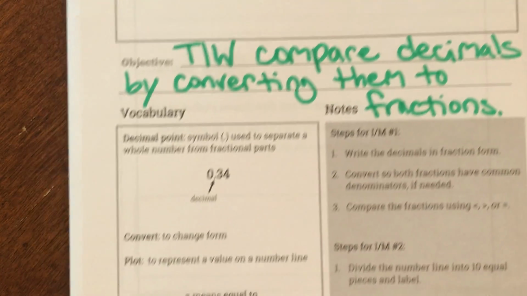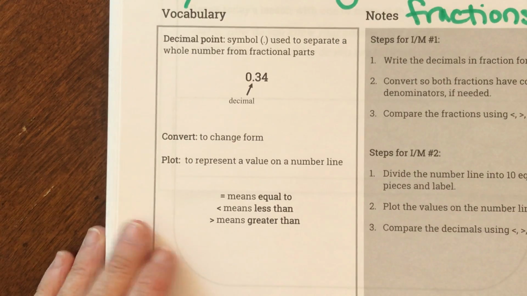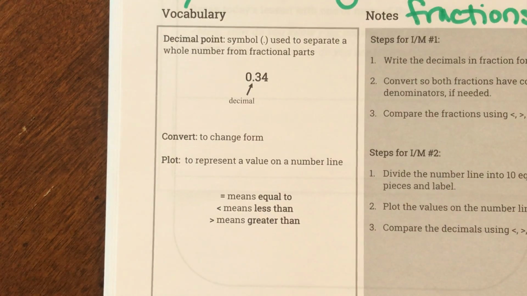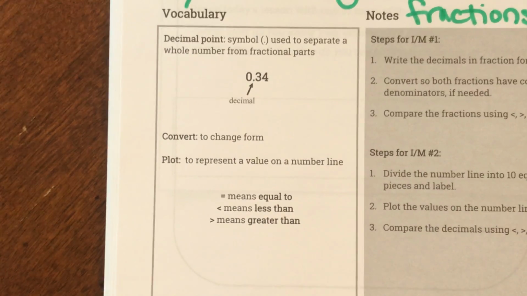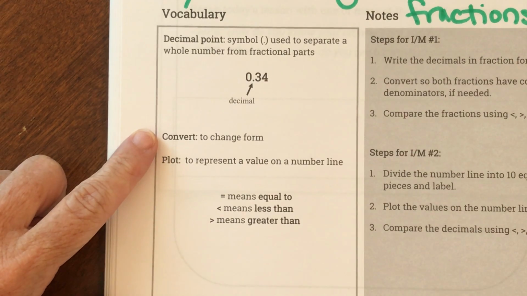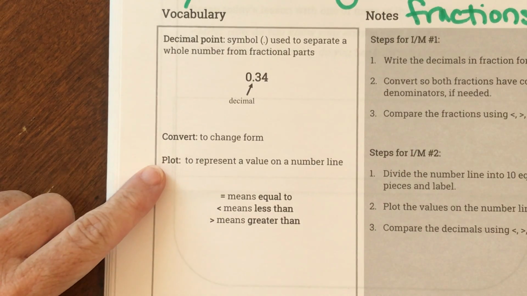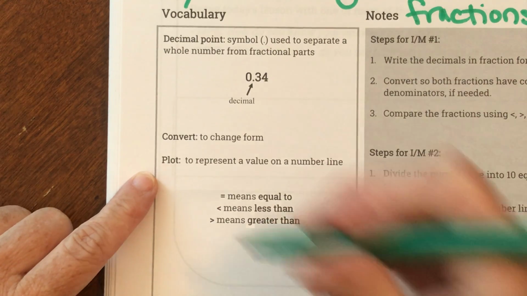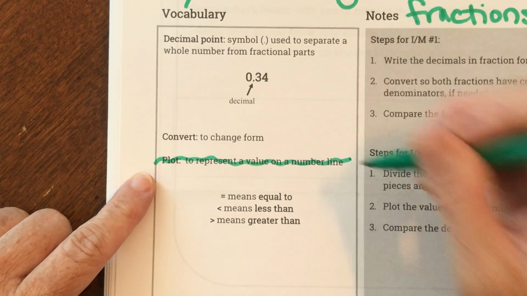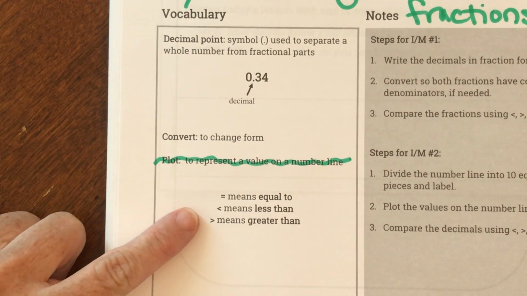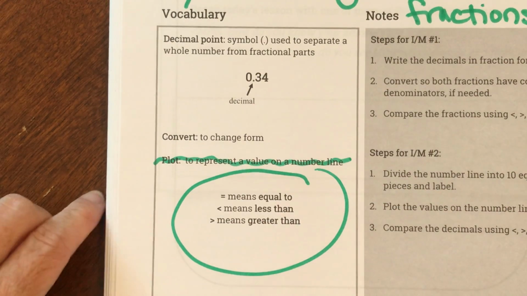Okay, so let's look at our vocabulary today. Our first word reminds us what a decimal point is, and we've had that. We've talked about what convert means, to change. We've talked about plotting on number lines, but we're actually not going to do this today. We're not going to use that strategy. But we haven't talked about what our signs mean.